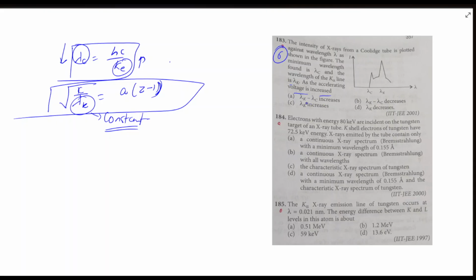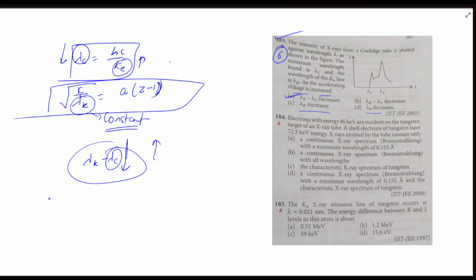So it says lambda k minus lambda c. So this is constant, and if it decreases, this whole value increases. So option A is correct. Other options, which say decreases, are wrong. Lambda k will be constant, it is a material's property.